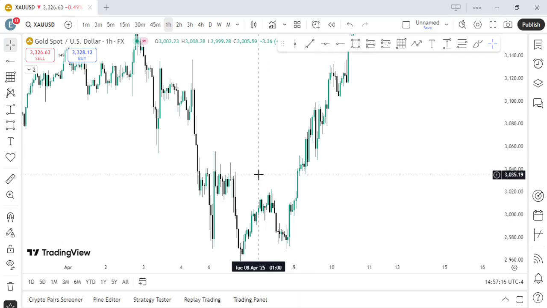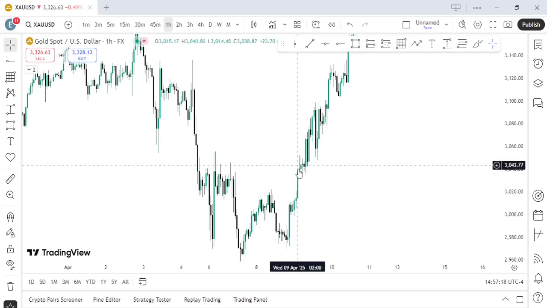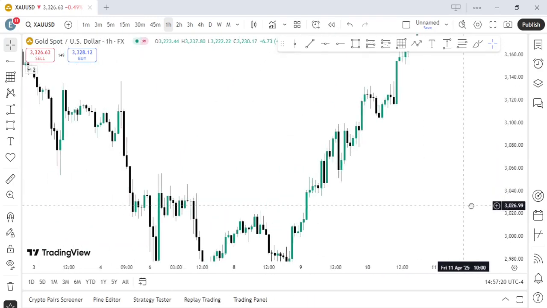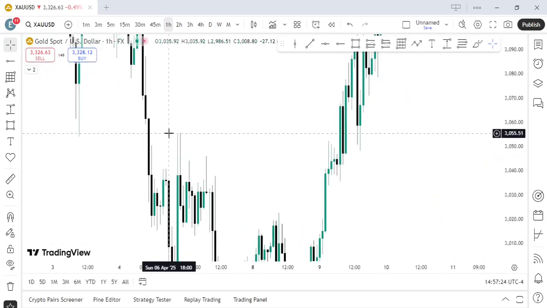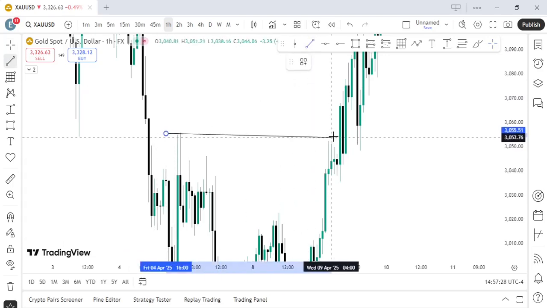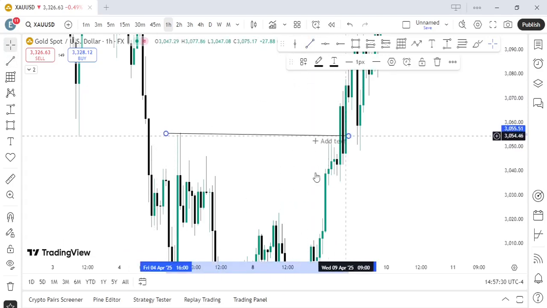I got my confirmation from the 5 minutes time frame. Let's have a closer look. This order block was responsible for breaking this high. So basically, this is a break in market structure. This order block was responsible for breaking this high right here.